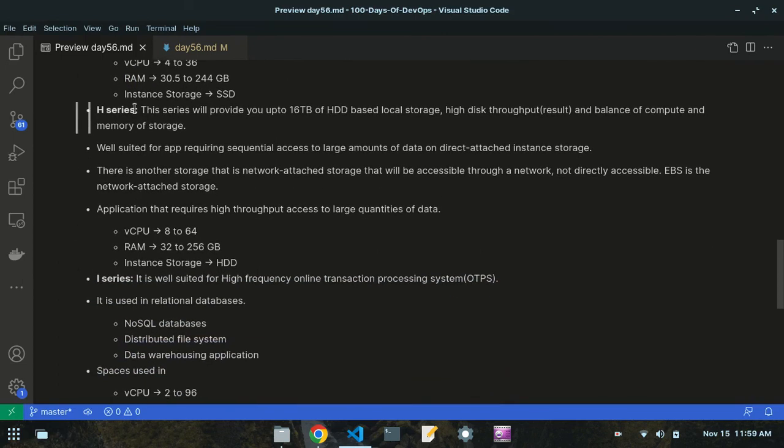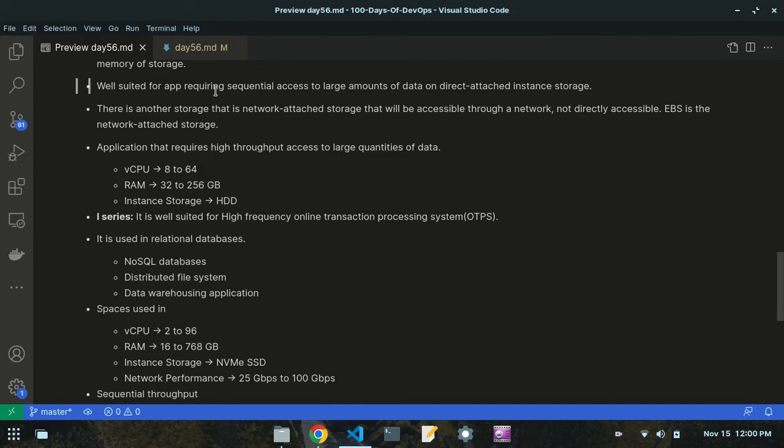So let's take a look at the H series. This series will provide you up to 16 TB of HDD based local storage. Alright, so 16 TB of HDD, sorry. So high disk throughput will be provided, and a balance of compute, memory, and storage. Alright, so it is well suited for apps requiring sequential access to large amounts of data on direct attached instance storage.